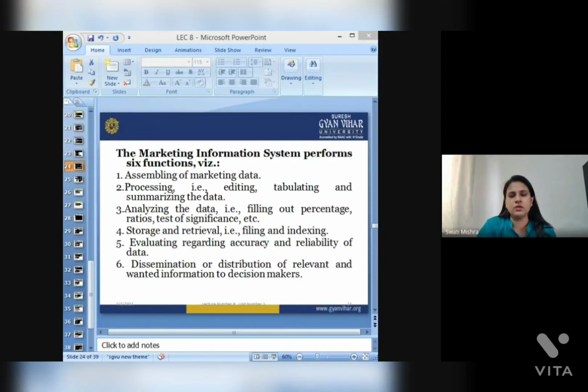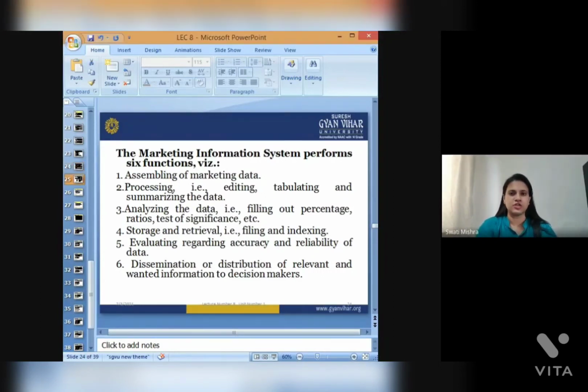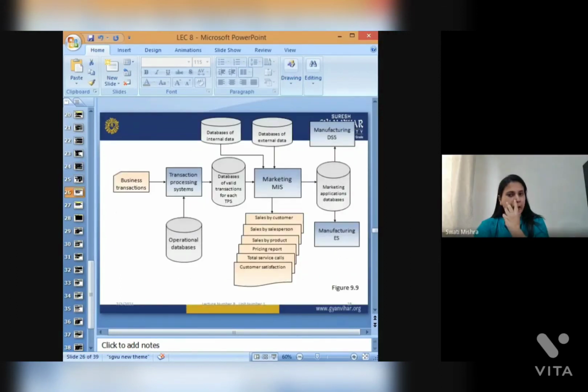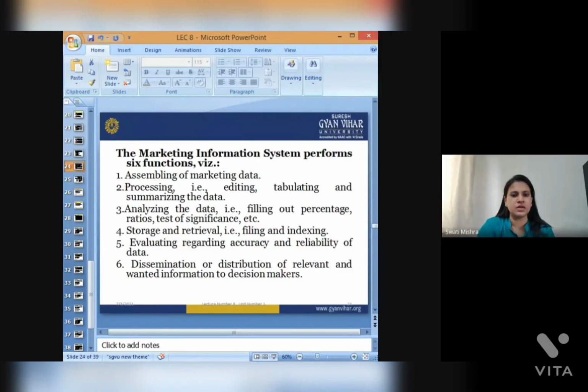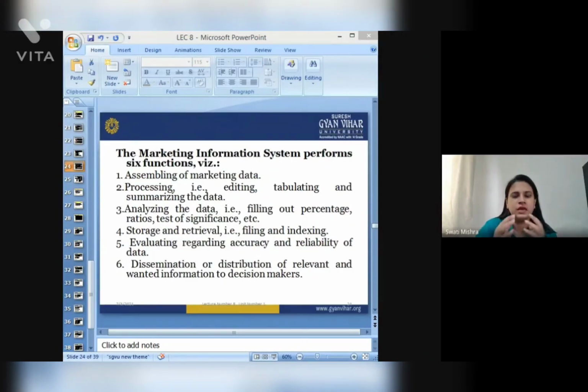So all these functions that I have just mentioned to you can be brought down into three main parts, which I can call the collection of market information, interpretation of marketing information, and then dissemination of the information.